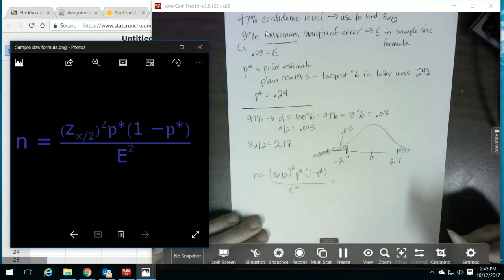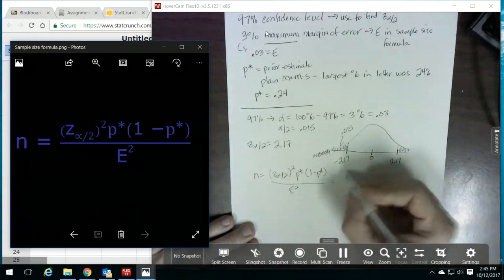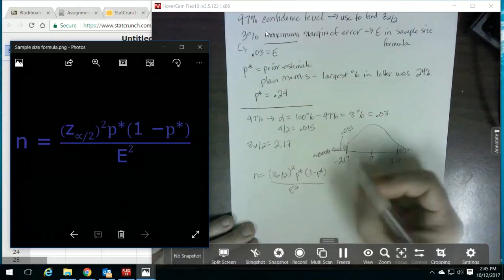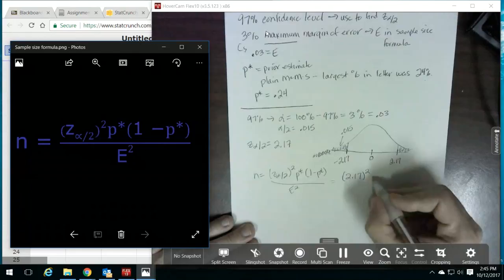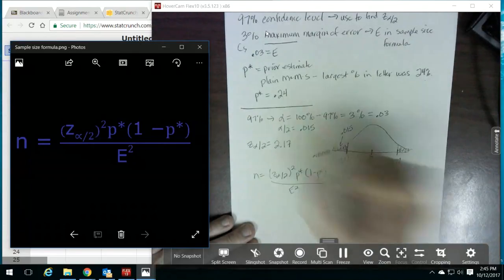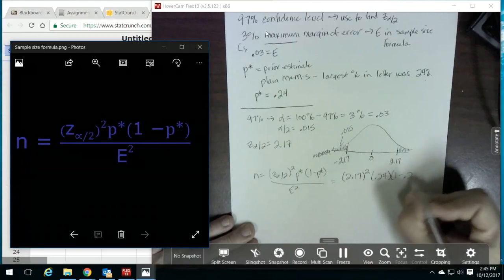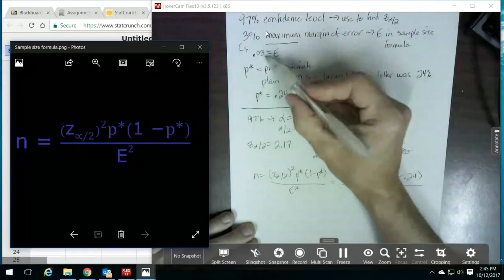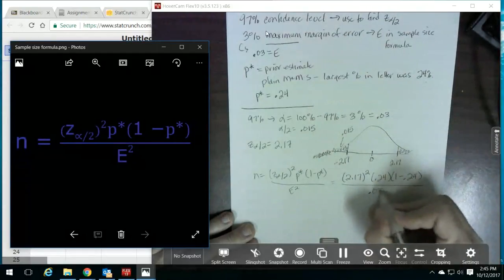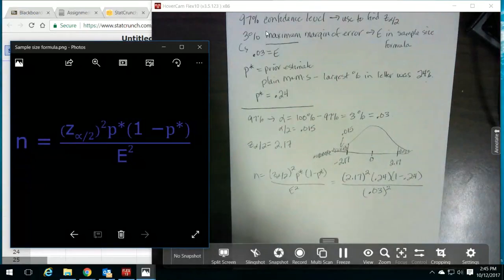Now I'm going to use my formula over here and just plug in all of the numbers that I have. And again, everything in this, if it was a percentage, has to be in decimal form. So I'm going to take my 2.17, which I have to square, and my P star was 0.24. Then I have 1 minus 0.24. My E up here was 0.03, and I have to square that as well.